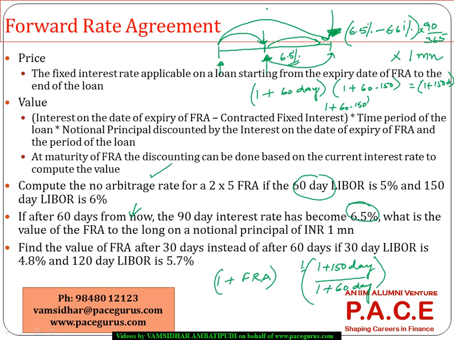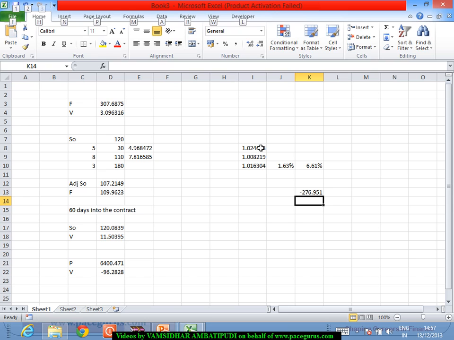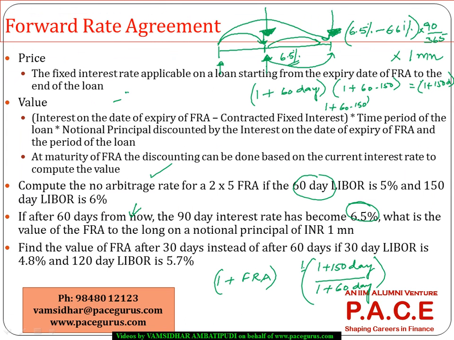So whenever I am talking about the value of the FRA, I have to find out the profit or loss as on this date, which means whatever is the amount that we have got, minus 276.95, I have to discount it by 1 plus whatever is the 90-day rate, 6.5% into 90 by 365. This is what will give me the value of FRA on the maturity date itself.